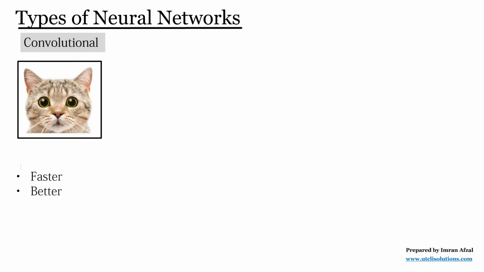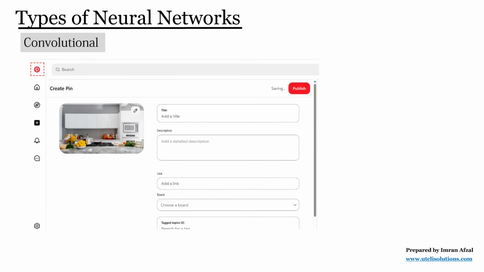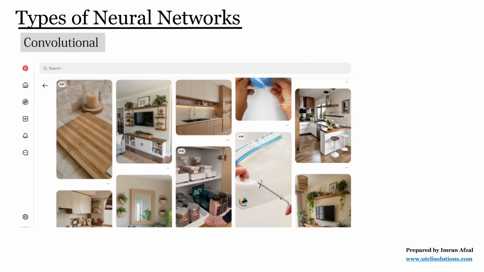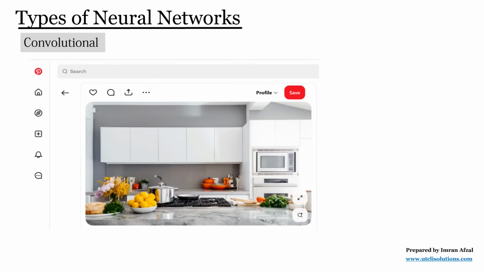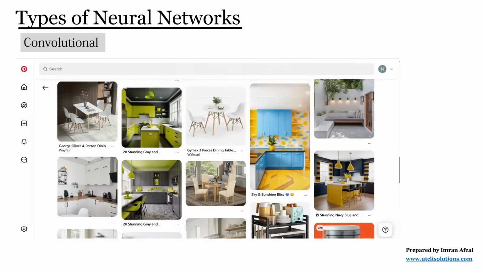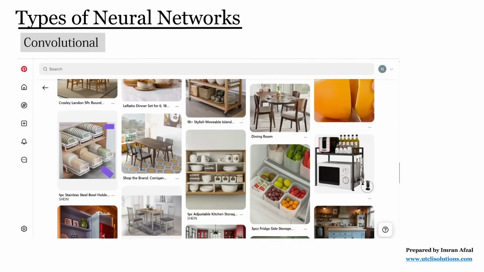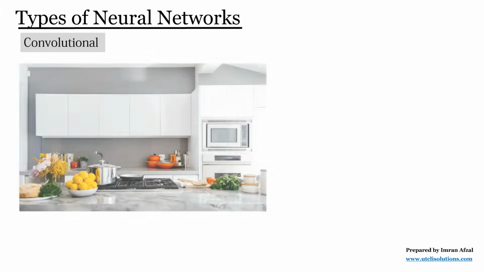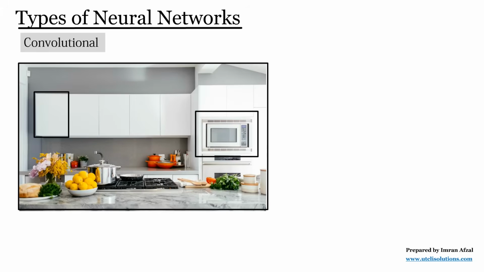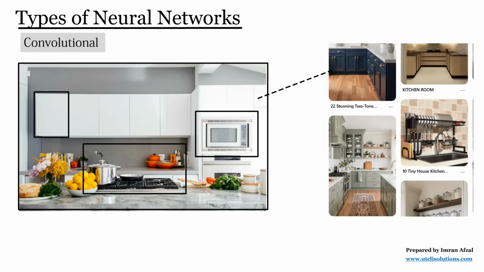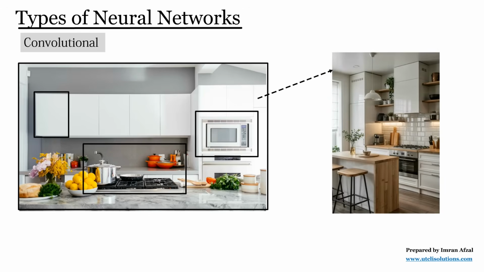A well known company that uses CNNs is Pinterest. On Pinterest, when you upload a picture of something, the app can find similar items or styles. For example, if you post a picture of a modern kitchen, it can show you similar kitchens or home design ideas. This is done using CNNs that look at the photo, break it into smaller sections, and find shapes and textures. Then the network compares this data to thousands of other images to find matches. All of this happens quickly and accurately thanks to the design of CNNs.